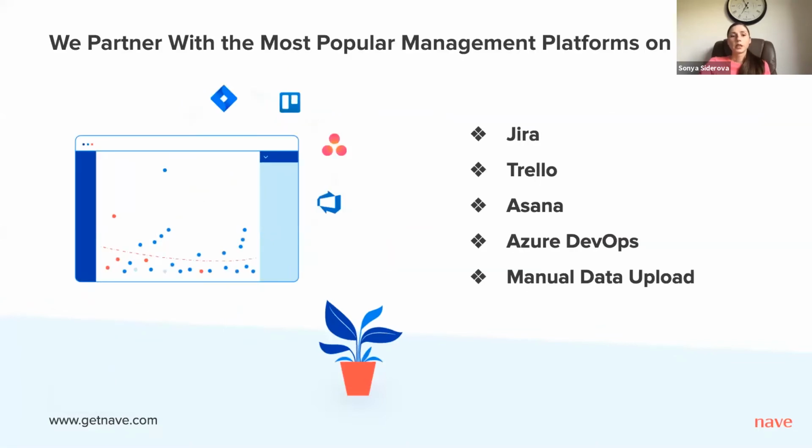We partner with the most popular management platforms on the market: Jira, Trello, Asana, and Azure DevOps. Nave is available as an add-on in their marketplaces. We also provide a manual data upload version in case we don't support your platform or you just need to anonymize your data. We have more integrations on our backlog coming to the end of this year: GitHub, Teamwork, Rally, and a few others as well.